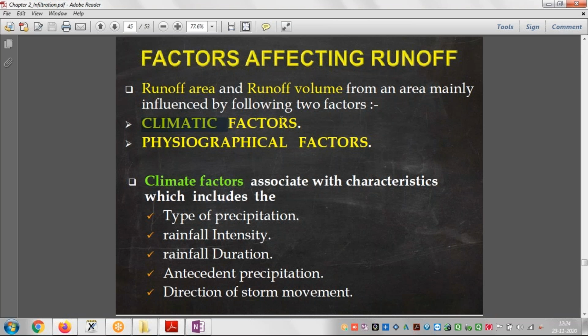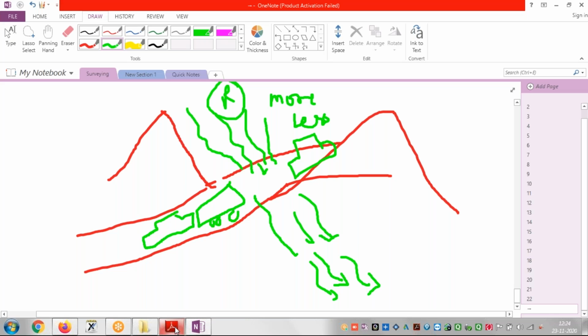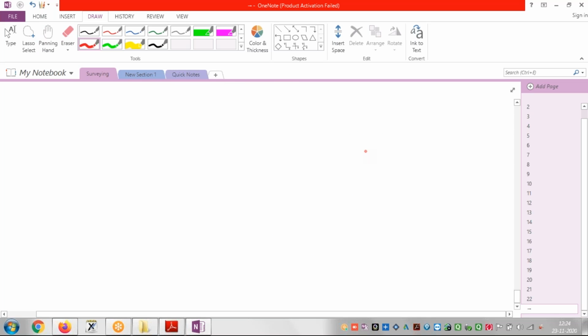First is the climatic factor. Second one is the physiographical factor. What does climatic factor mean? Climatic factor means it is associated with characteristics like type of precipitation. Obviously, if very heavy rainfall is occurring, here if suppose this P, the value of P, has very high intensity, I can say, if intensity of rainfall is more, then obviously runoff will be more, right?